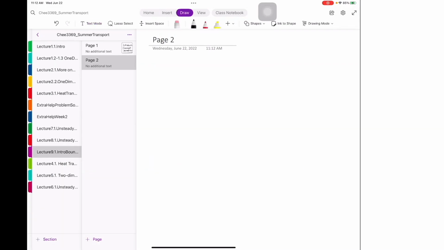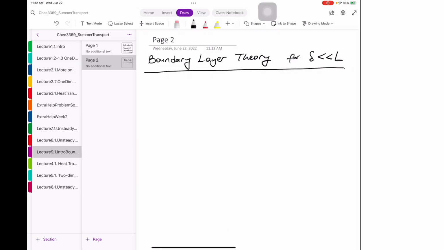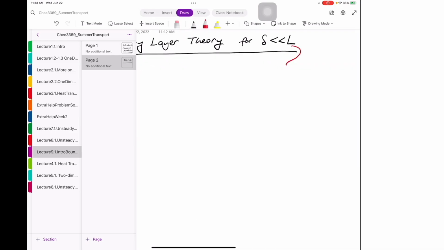And now we're going to talk about boundary layer theory for delta much less than L. So that's going to be the key argument that we're going to have. L is basically the length of the plate or the size of the object.